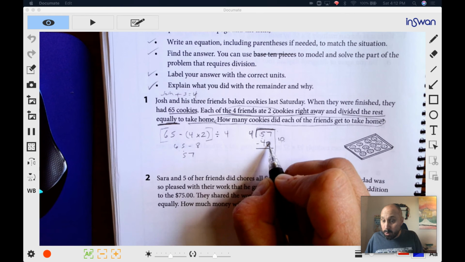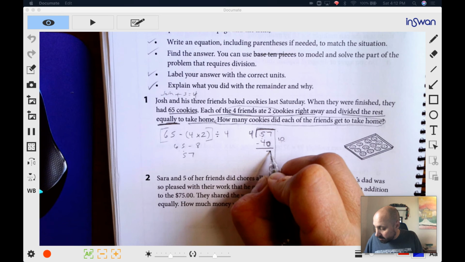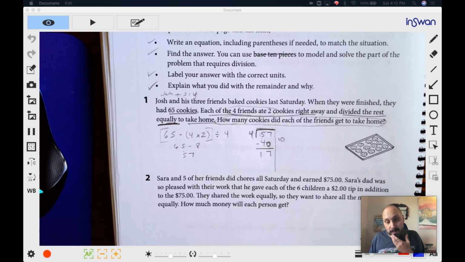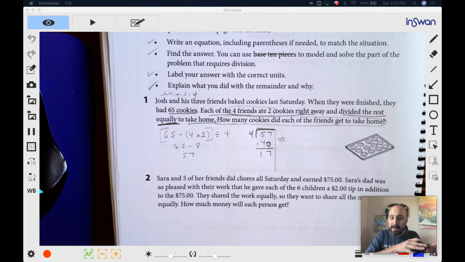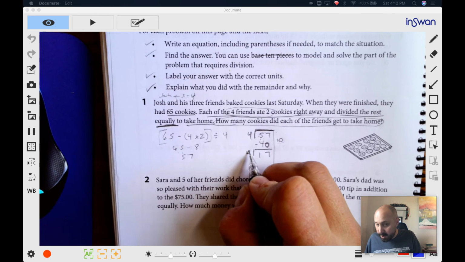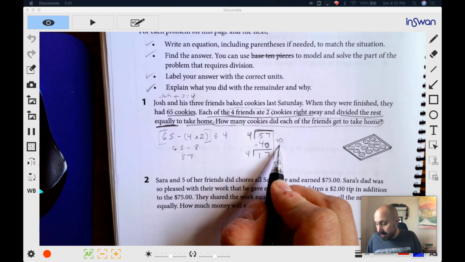Okay, so I know there's more to be taken. When I subtract that, 57 minus 40, I'm left with 17. Right now, each of the boys has 10. Okay, you get 10, you get 10, you get 10, and you get 10. Now we have 17 cookies left, so we need to figure out what to do with those 17. So I start over and do the same thing with the 4. There's still 4 friends. They have 10 cookies each, and I have 17 left over.